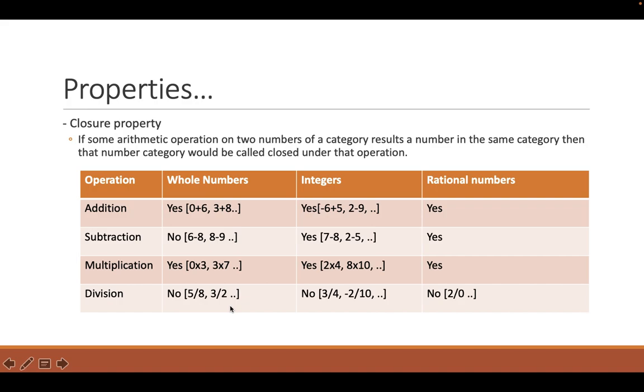Division. In case of division, whole numbers definitely do not follow. Whole numbers will become ratios and fractions, so closure property is no. Integers also no, and rational numbers also no. An example is given here. When you divide 2 by 0, it becomes an indeterminate situation, which is not a rational number. So that's why it is not following closure property.